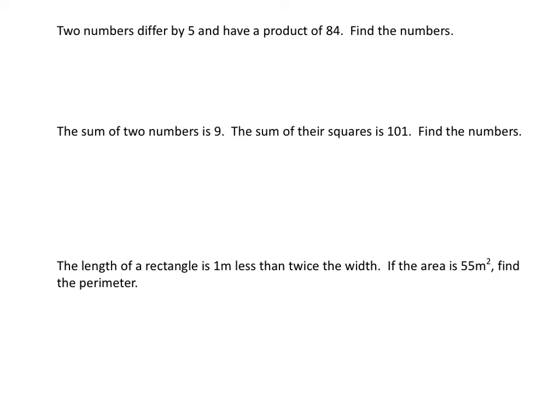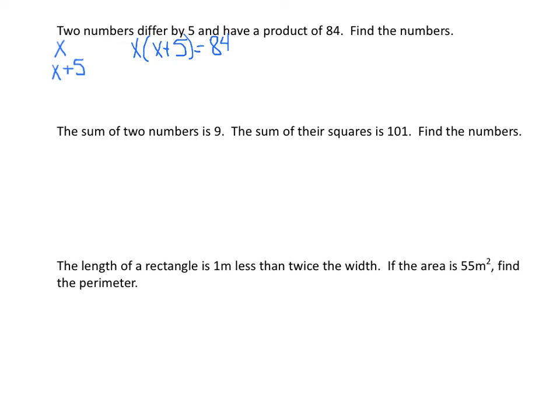2 numbers differ by 5 and have a product of 84. Find those 2 numbers. All right, so in order to set this up, I need to identify my numbers. My first number would be x. The second number would be some number that's 5 away from x, so x plus 5. The other thing that I know is if I multiply these 2 numbers, so x times x plus 5, I'll get 84 as my answer.